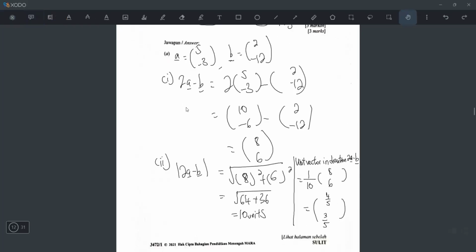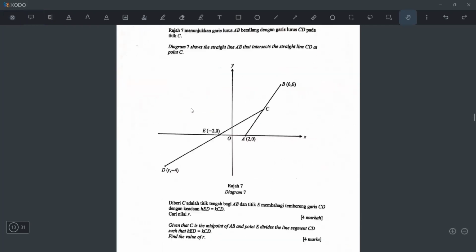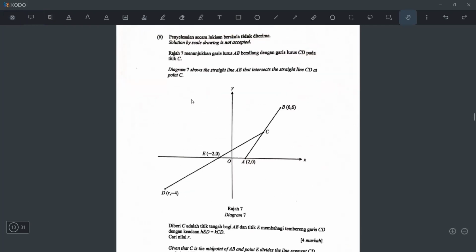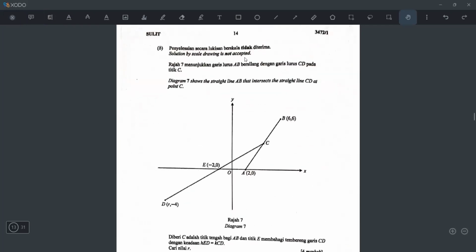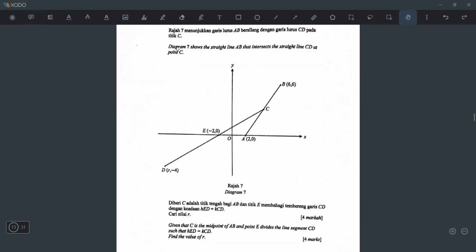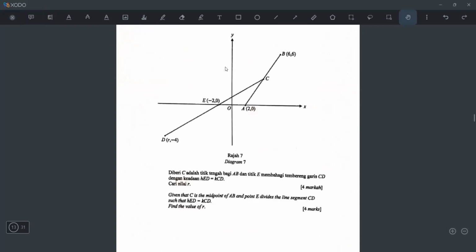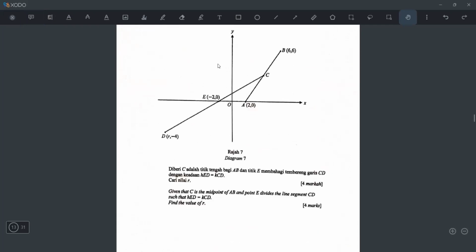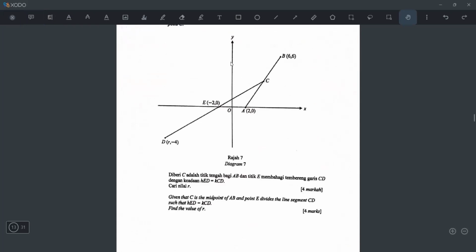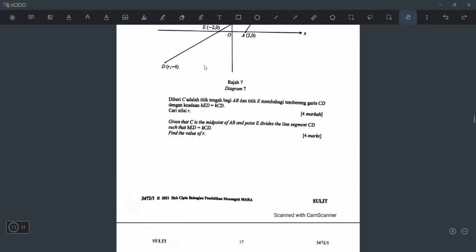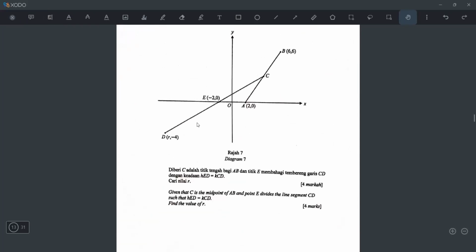So let's move on to question B. Question B says a solution by scale drawing is not accepted. That one is not very important. Diagram 7 shows AB intersects CD at point C. Nothing much, I will just skip that. It's just giving you an observation. Now you look at the diagram. This is where they give you the important info.